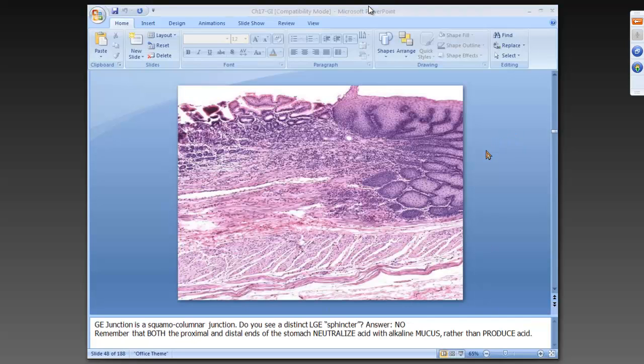This is the gastroesophageal juncture, which is a squamocolumnar juncture. Is there a sphincter around here? No, there are no sphincters around. You'll see they have this cute tubule-like architecture. Both the proximal and the distal ends of the stomach neutralize acids with alkaline mucus rather than producing acids.